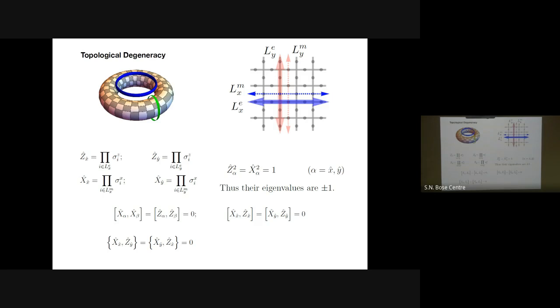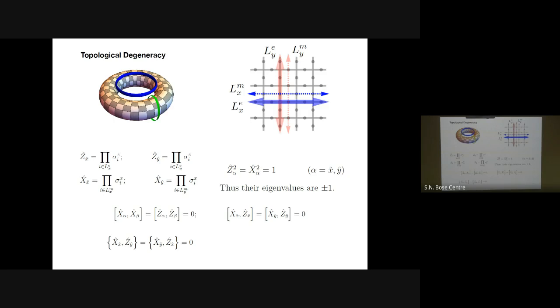And similarly, I can take the Y operator, the Y direction. Sorry for the change of colors. This green is equivalent to this red here, a dark red, solid red line. So I can take the product of the sigma z operators running along this solid red line. These would be closed loop operators. Similarly, I can take the product of the x operators, but now along the dotted lines in the x direction, and similarly in the y direction, the product of x operators. These are 4 extra operators that I have on a torus.